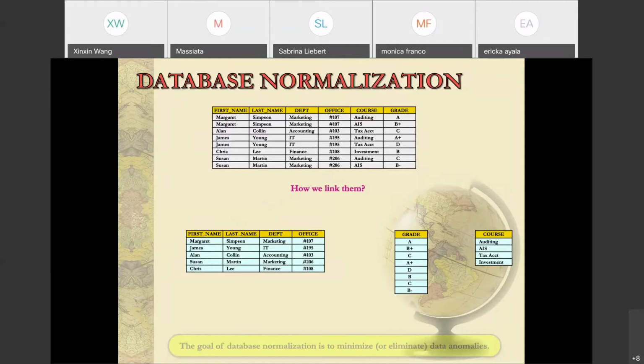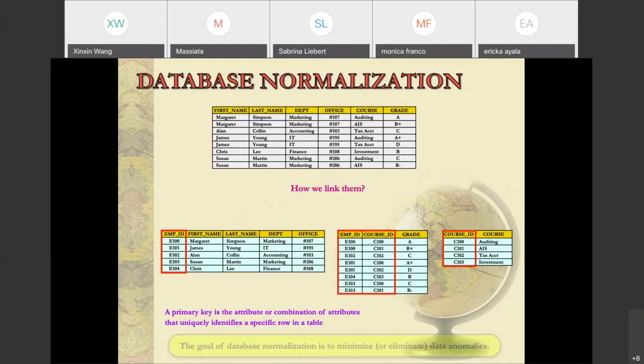So how to link them? What's the problem with the current data? It's because they are missing the primary key. So we create a primary key, right?